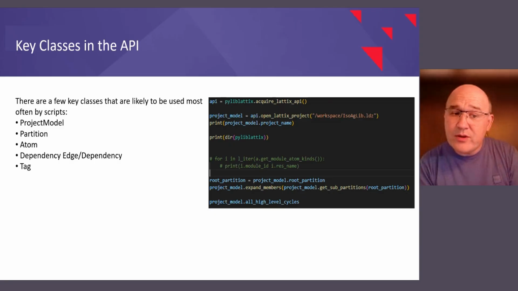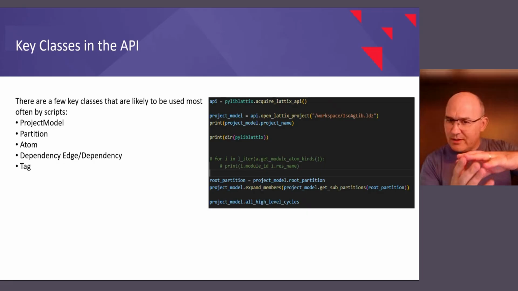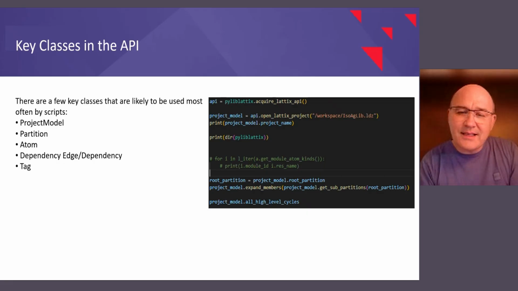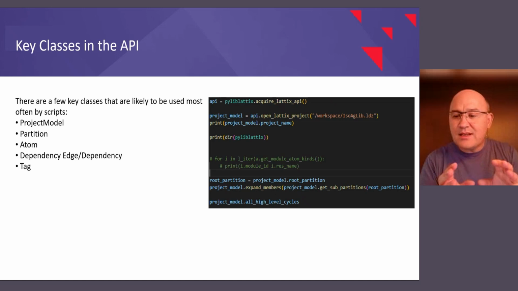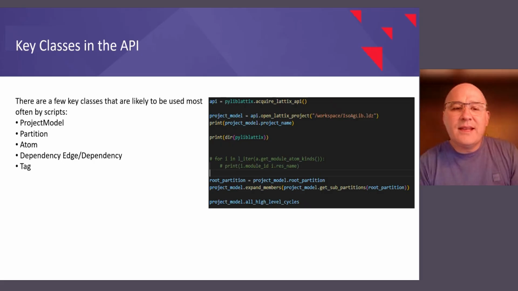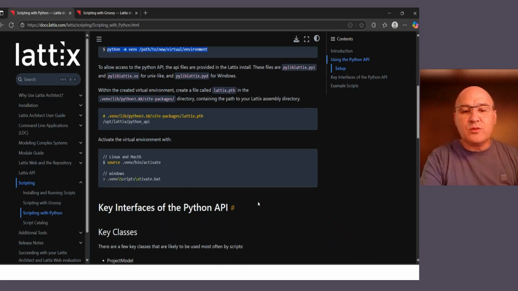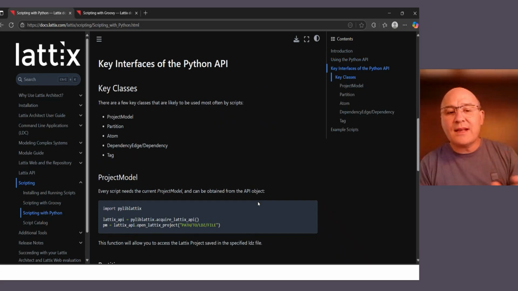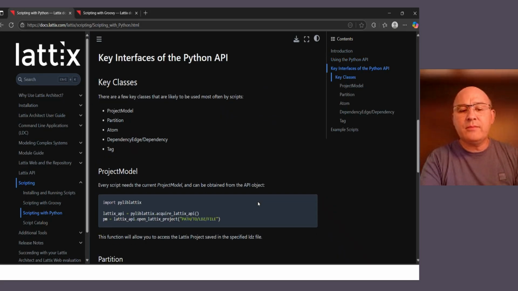So the project model is probably the most important class. Partition is also an important class because partitioning is something we do a lot of in Lattix, and now you can do that programmatically. The atom class, as its name suggests, is the atomic class with all the methods of the base atomic types. And then dependency edge, dependency class, and tag class complete the main key classes in the API. All of these are actually documented as well in docs.lattix.com, scripting with Python.